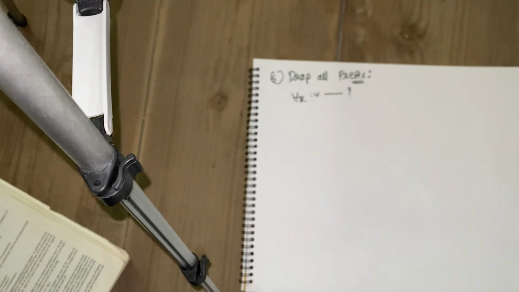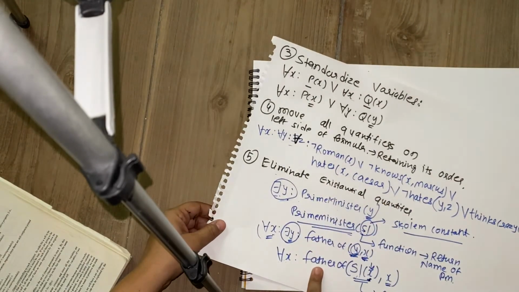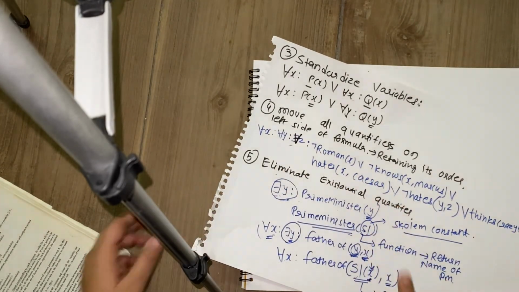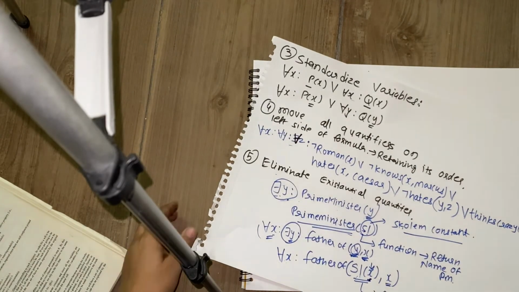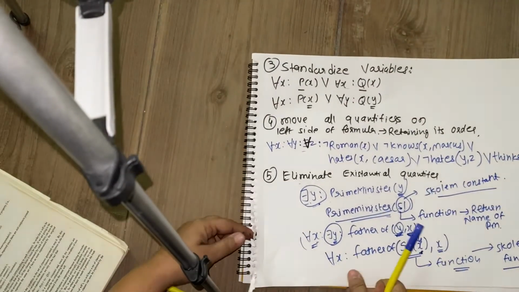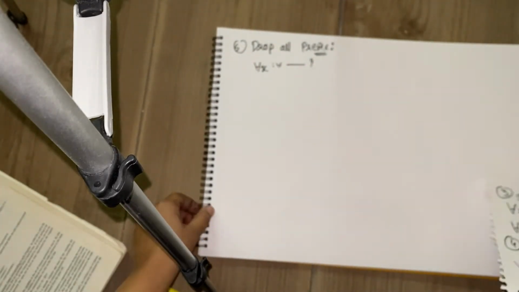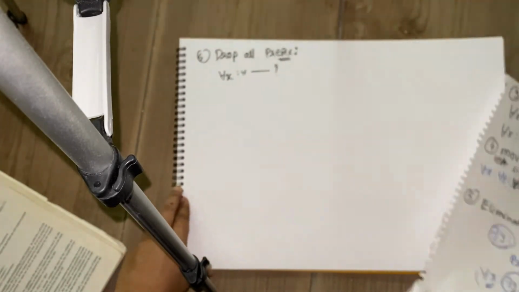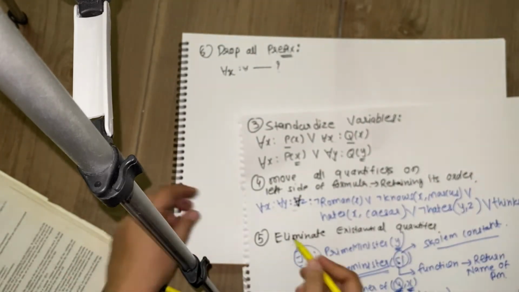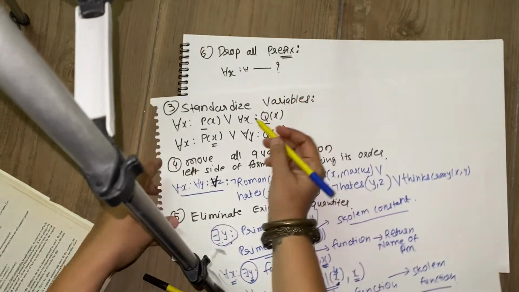Okay, so if we apply this to the base term we had earlier, this step is not going to be applied here because we already have only the universal quantifier. The existential quantifier was not here. So if we apply the next step, we drop all the prefixes. When we drop all the prefixes, this is going to be dropped. So what is remaining when we apply this step?